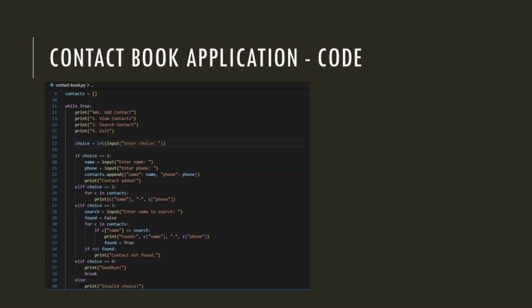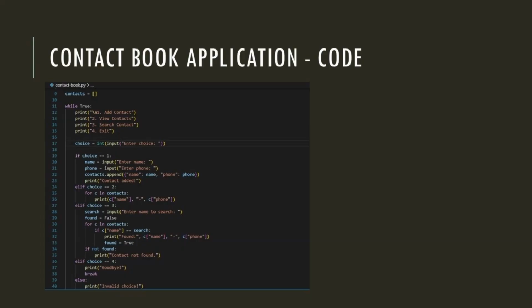Then we run an infinite loop, a while True loop. While True, print 1. Add contact, 2. View contacts, 3. Search contact, 4. Exit. So this is a menu where we can make a choice. choice = int(input("Enter choice")).